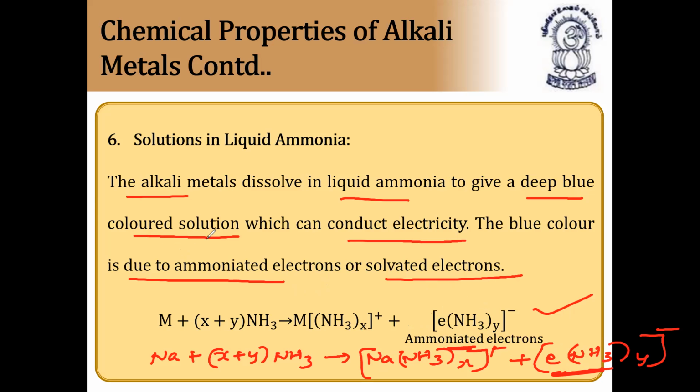All the alkali metals, when they dissolve in liquid ammonia, form a deep blue colored solution due to the formation of a compound that is nothing but ammoniated electrons. What is it called? Ammoniated electrons. Due to the formation of ammoniated electrons, all the alkali metals will give deep blue colored solution. So please note down this, very, very important. I'm giving time for you to note.